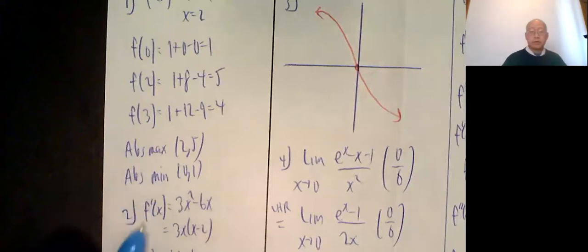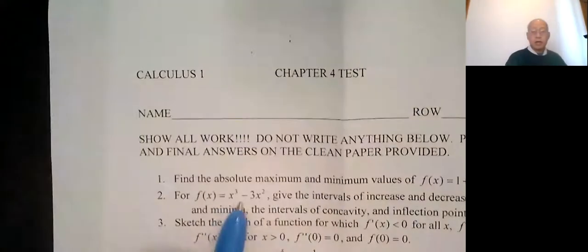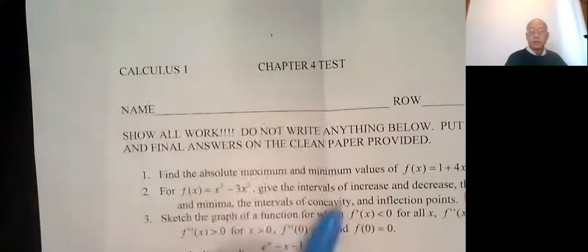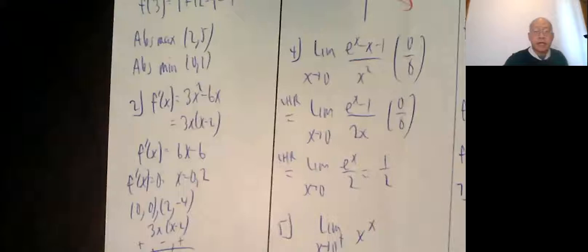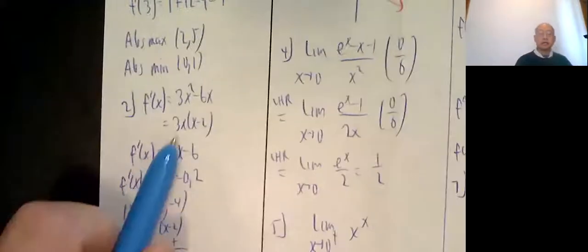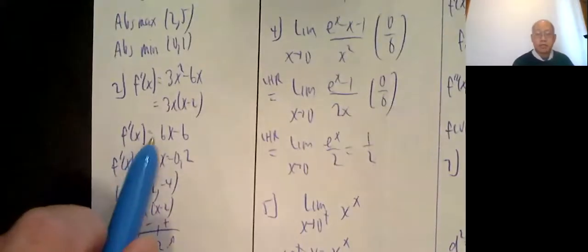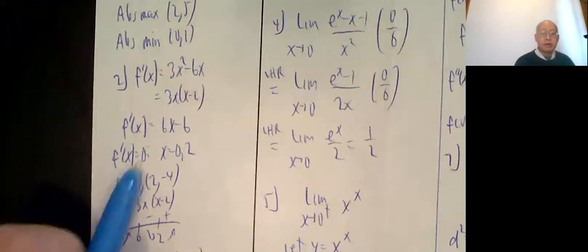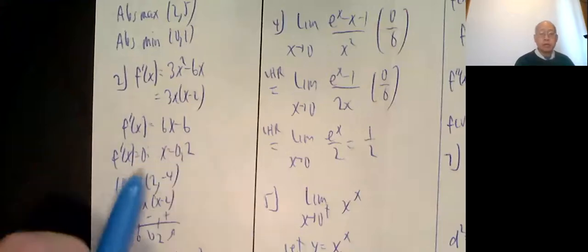Okay, number 2, function was f of x equals x cubed minus 3x squared. Give all of this stuff here. F prime is 3x squared minus 6x, which factors into 3x times (x minus 2). F double prime of x is 6x minus 6. Set f prime equal to 0. That gives me 0 and 2. (0, 0) and (2, negative 4).